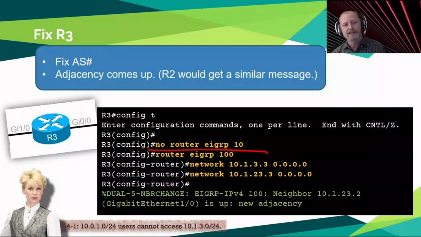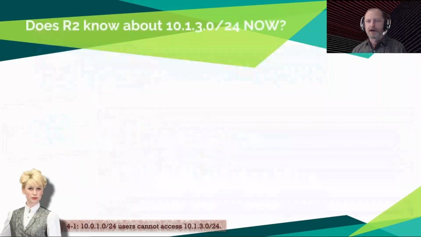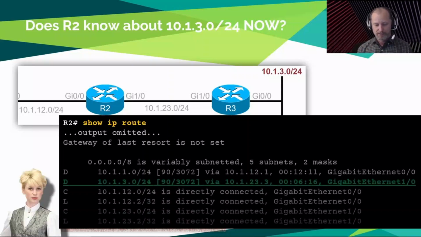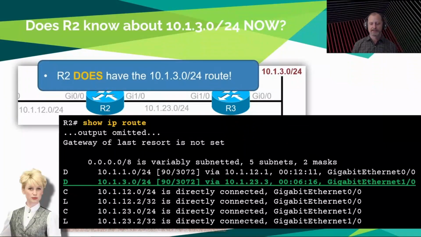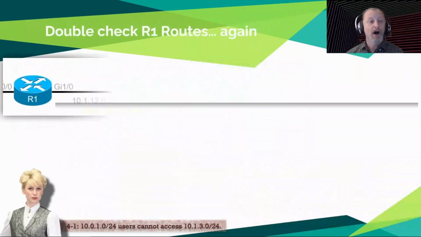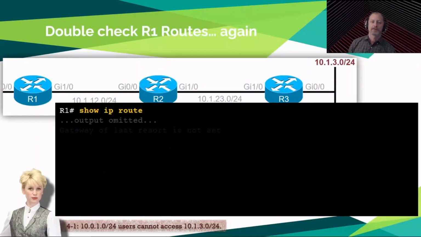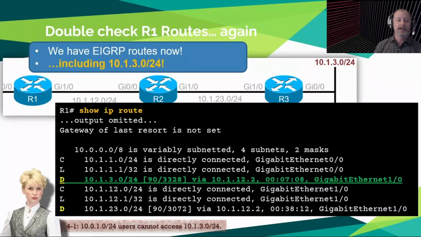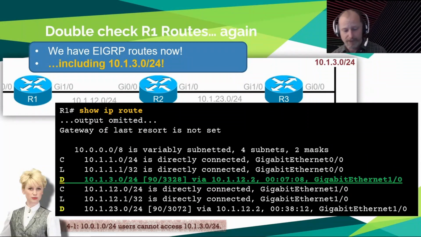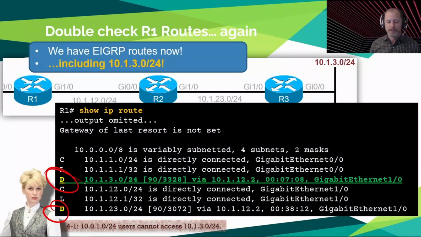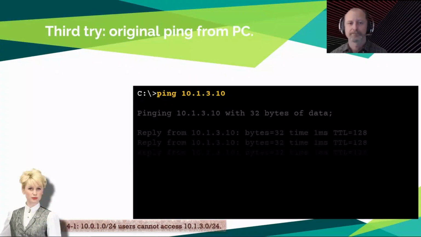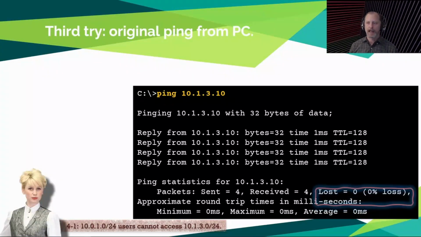We see that the adjacency comes up. Now R2, do a show IP route. We can see that the 3 subnet is there. Hooray! If we go to R1, we can see that the 3 subnet is on R1 as well. Okay, we even have 2 EIGRP routes. Okay. All right, let's try pinging it. And it looks like it works.